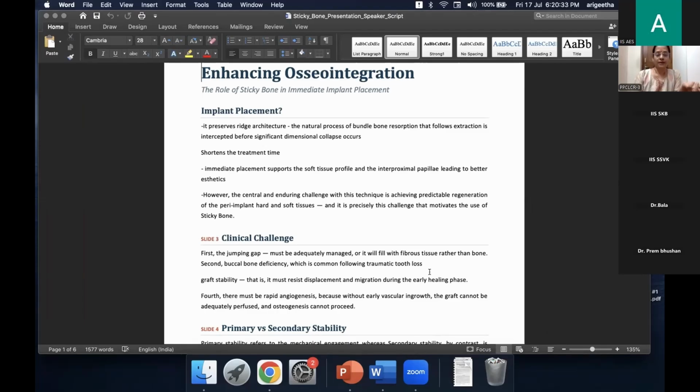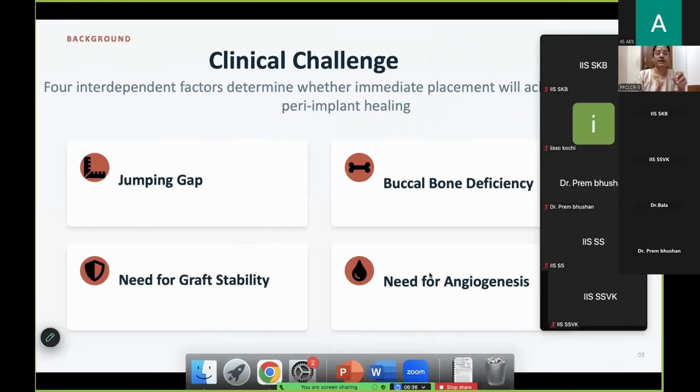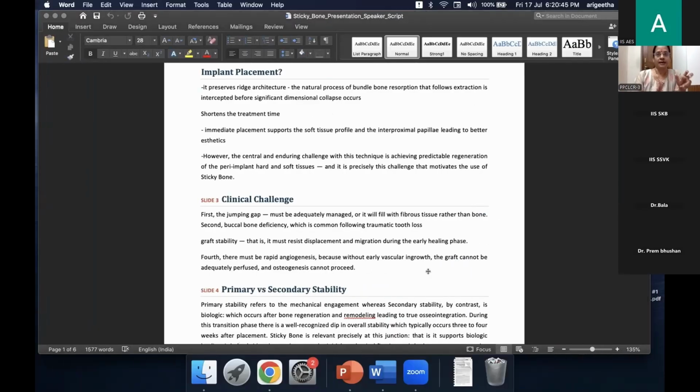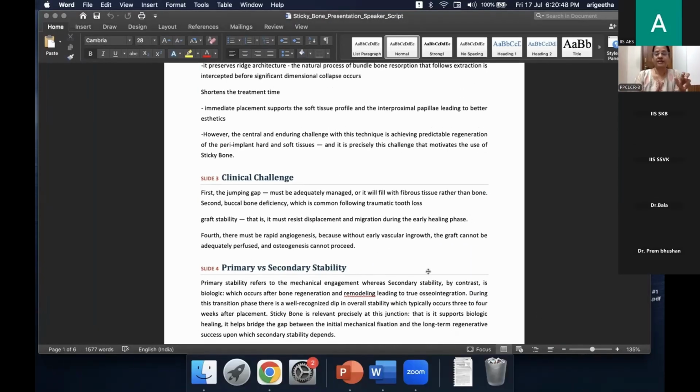Fourth, there should be rapid angiogenesis. Only if there is a blood supply will the graft get adequately perfused and osteogenesis proceed. Then primary and secondary stability. Primary stability is mechanical engagement of the implant, whereas secondary stability is biologic. That is, it occurs after bone regeneration and remodeling.